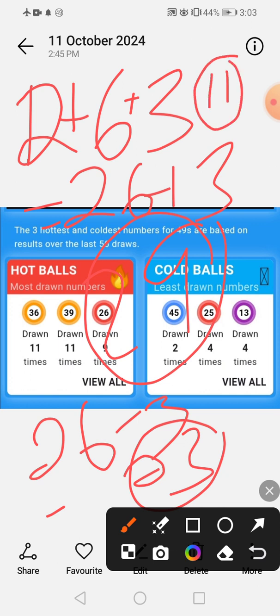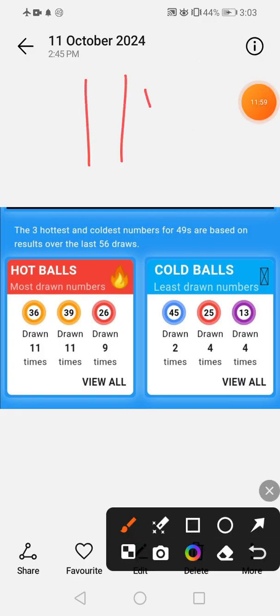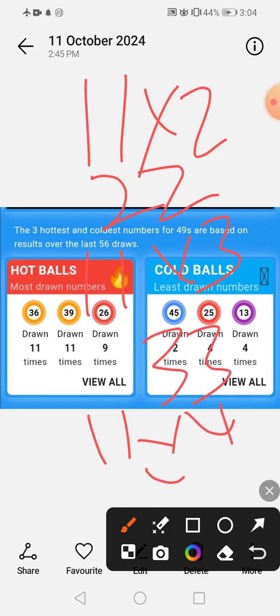So this 11 has got a problem. Let's check this number first. 11 times 2 equals 22. 11 times 3 is 33. 11 times 4 is a 44. Guys, okay, keep well, my guys. Hoping for the best on Teatime.